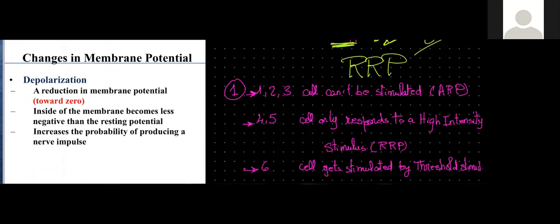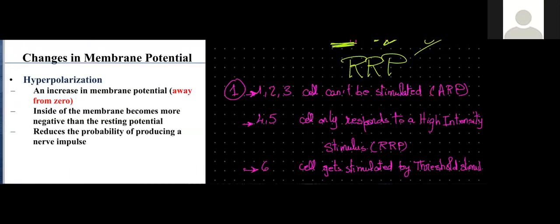Depolarization is a reduction in the membrane potential. So you're starting from -70, and if you are depolarizing, this means you're going towards the zero. Starting from -70 millivolts, when you depolarize, the inside will become more positively charged by allowing the sodium in. So inside of the cell will become more positively charged. This means that it will be moving towards the zero. This is what we call depolarization.